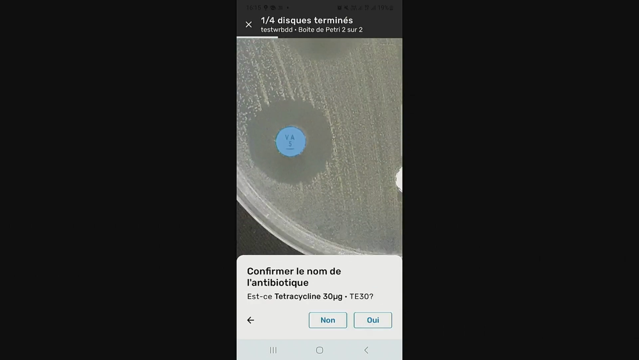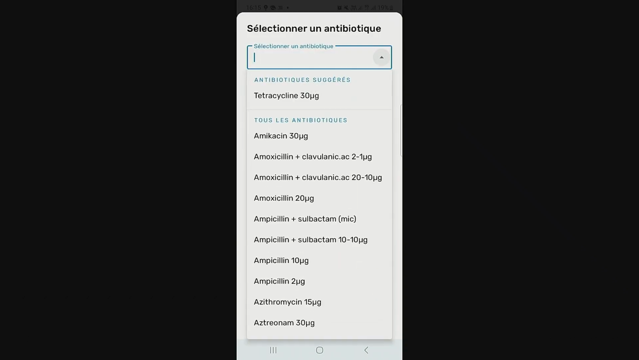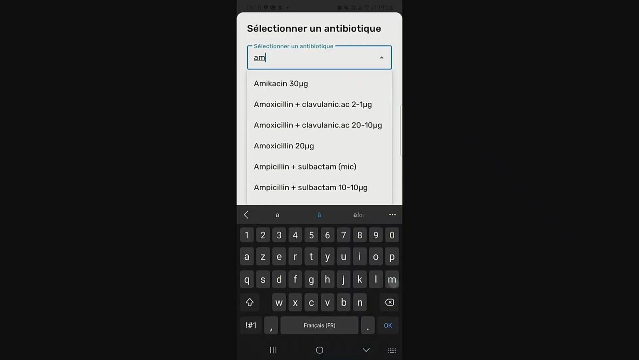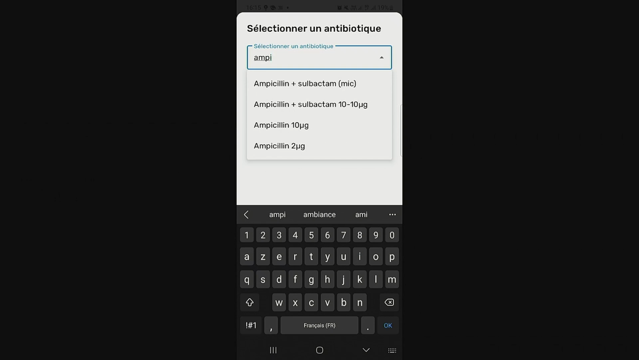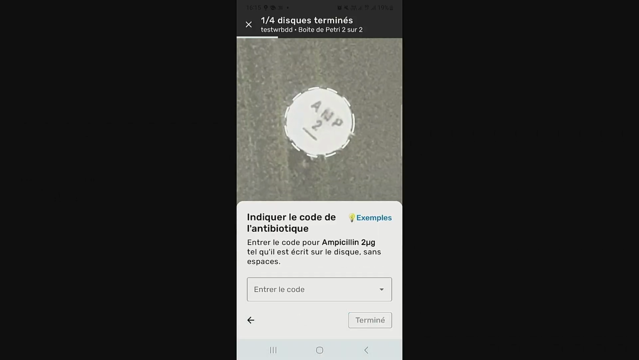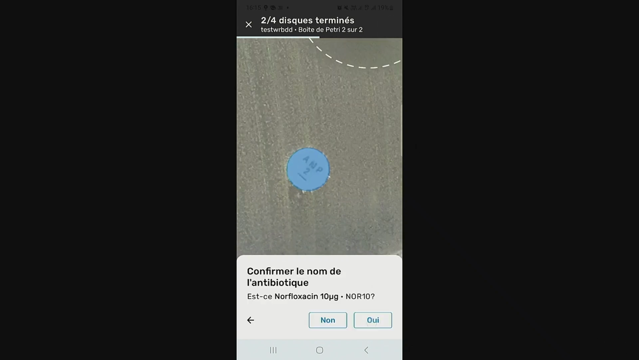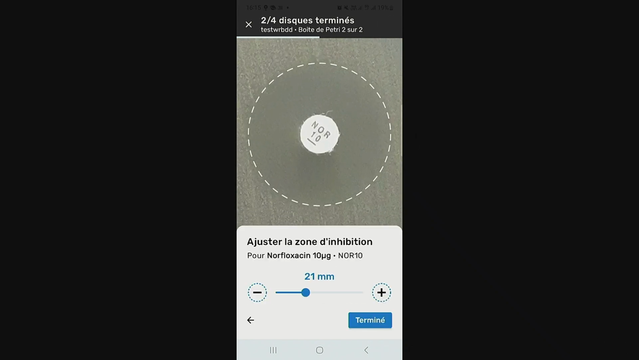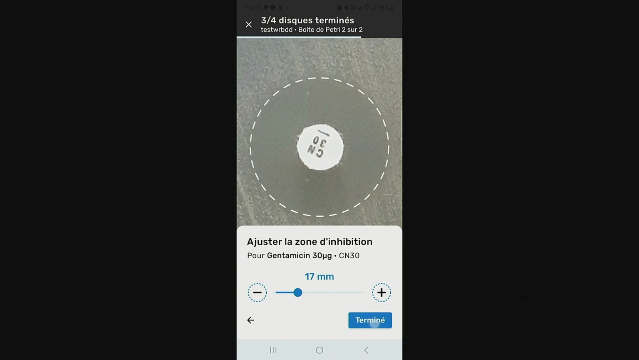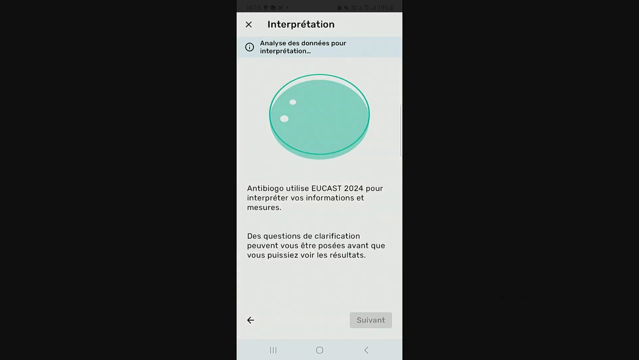I can also explain later, maybe in the Q&A, why we are entering the code. Here it is the same. The detection of the name was not accurate, so we adjust to ampicillin. Norfloxacin, that's fine. And then gentamicin 30. Keep in mind that gentamicin 30 is not recommended for enterobacteria, and we'll see how Antibiogo behaves in this kind of case. So now we go to the interpretation.